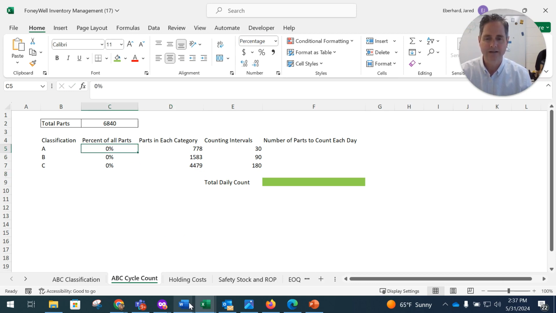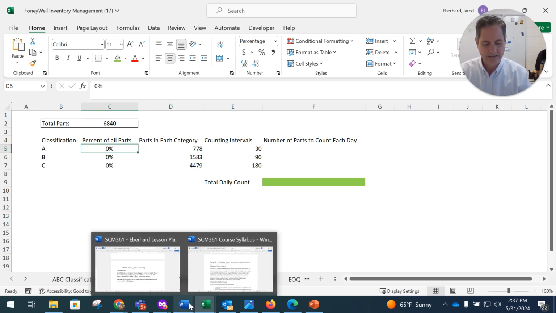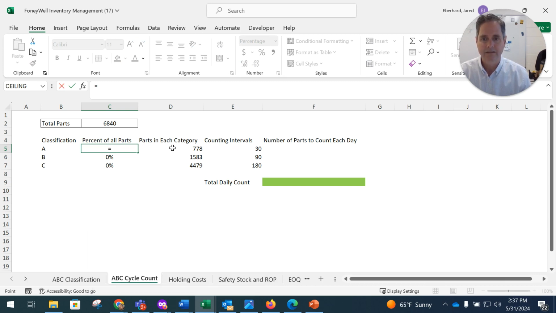Just for fun, let's figure out the calculation here. Go ahead and take each of those part counts divided by my total parts. Let's anchor that in.